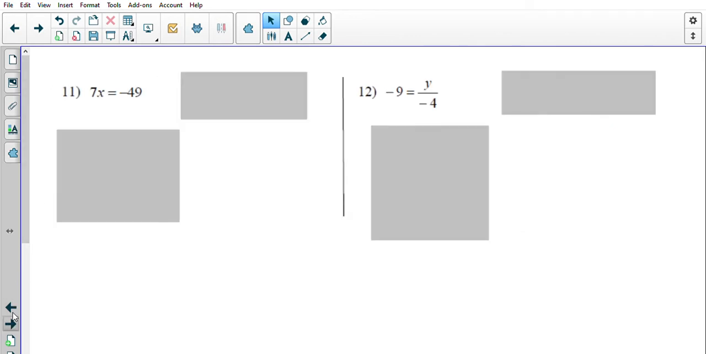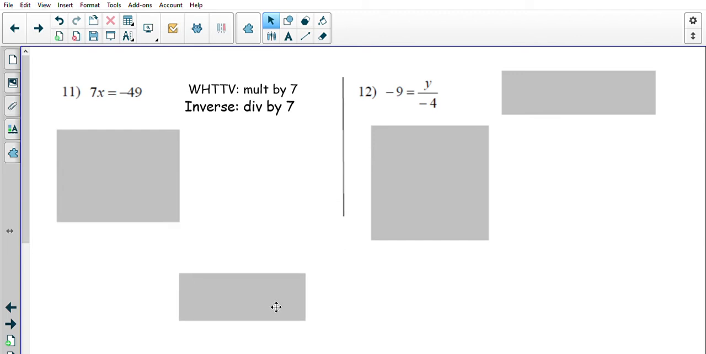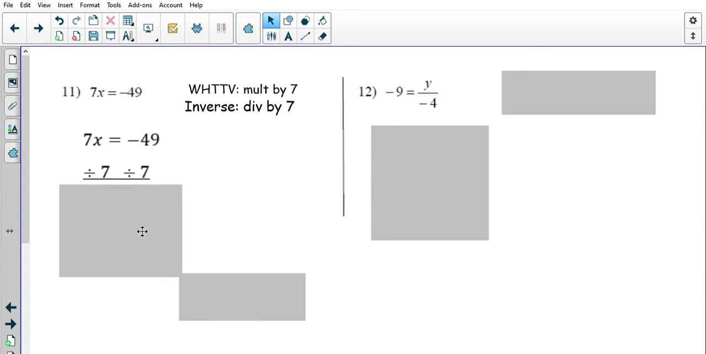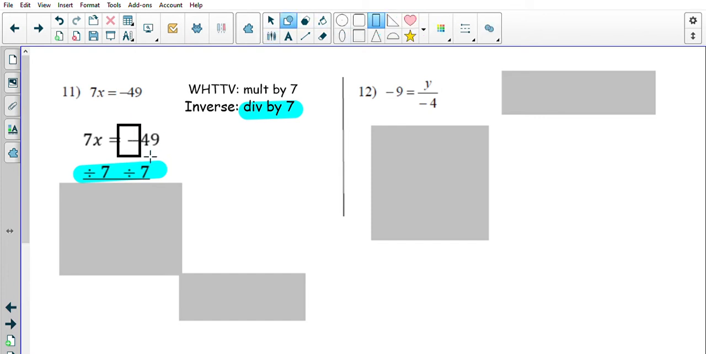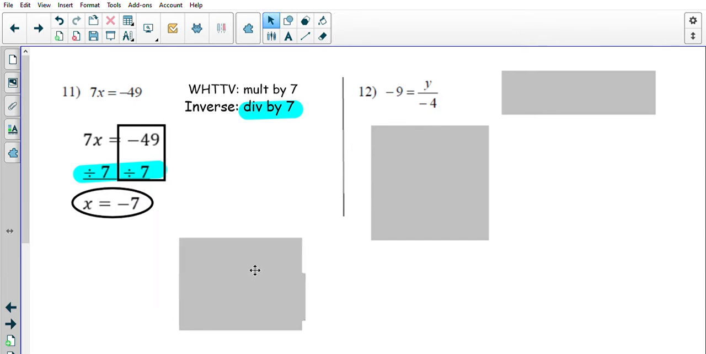All right, let's go ahead and take a look at number 11. 7x equals negative 49. What's happening to the variable x? We're multiplying by 7. What's the inverse of multiplying by 7? It's divide by 7. Remember, at any point, if you feel the need to either pause the video to copy things down, or maybe pause the video to try some questions on your own, you can do that. So let's show our inverse once on each side. That's going to be to divide by 7. Show that on the left and the right. So what do we plug into our calculators? Negative 49 divided by 7. So our solution will be x equals negative 7.